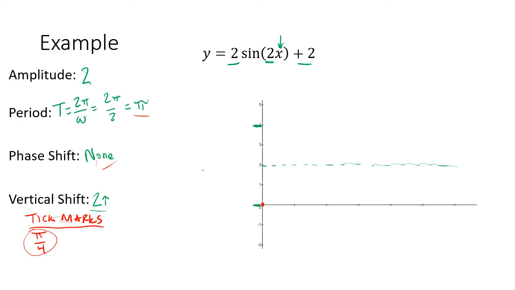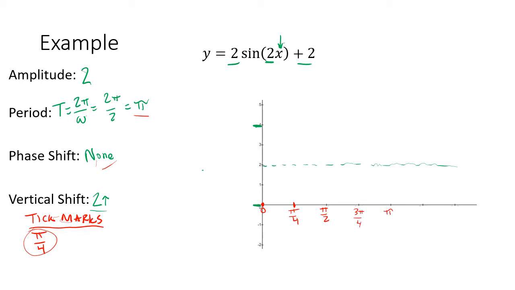However, since this is 0, I know that the next tick mark I'm going to put is pi over 4, and then I'm going to add another pi over 4. So pi over 4 plus pi over 4 is pi over 2. And then I'm going to add another pi over 4, so there's going to be 3 pi over 4. And then another one, and that's going to be pi.